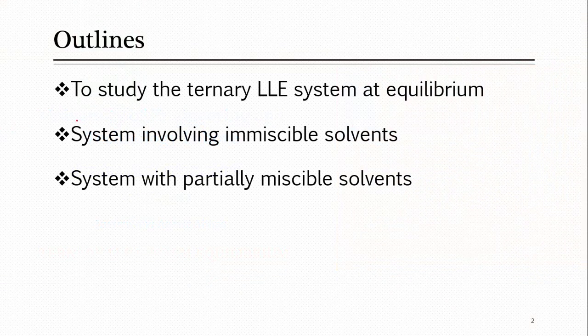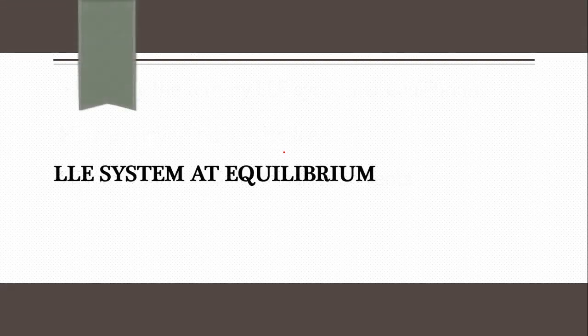Here we will discuss ternary liquid extraction systems available at equilibrium, and there are various types of systems. Out of those we have to discuss two, which involve immiscible solvents and partially miscible solvents. We will discuss in detail what this means. When you design any liquid extraction equipment, you will need this equilibrium data and some equilibrium calculations. So we have to understand how we can calculate and use those.